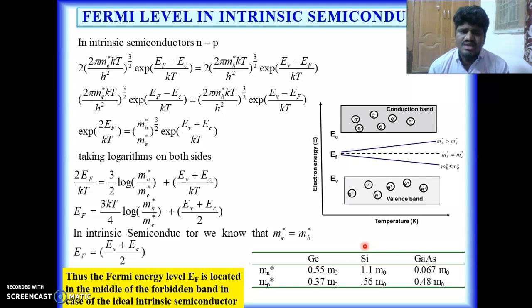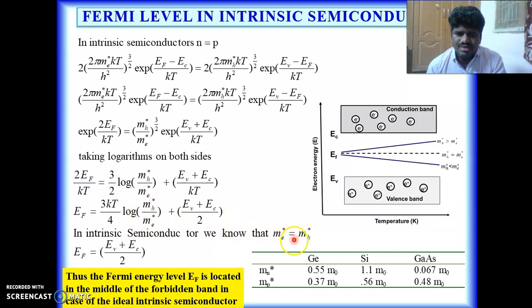Now we have to see the Fermi level and the effect of temperature on the Fermi level. Understand? And also effective mass. We know that in the intrinsic semiconductor N is equal to P. By equating this, after simplification, we can get EF is equal to 3 kT by 4 log of ms star by m star plus (EV plus EC) by 2. And here we can see that this Fermi level is highly dependent on the temperature and also on the ratio of the effective masses of the hole and electron.